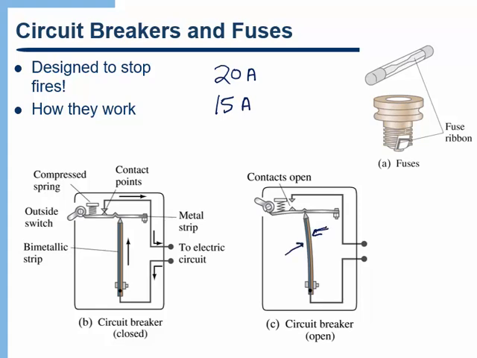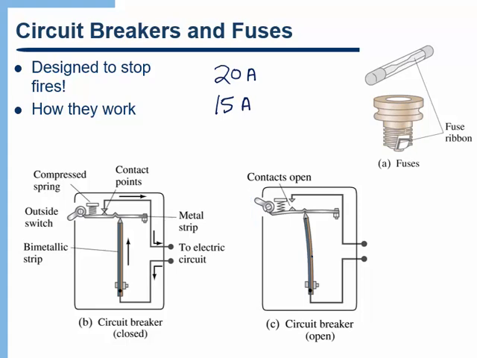In other words, it will make that strip bend. And what that does is it opens up this contact point. So normally the electricity flows through the bimetallic strip and flows out to your circuit. But if too much current flows through, the bimetallic strip bends and it opens that contact point. The nice thing about circuit breakers is once you fix the problem, you just flip them and it resets them.